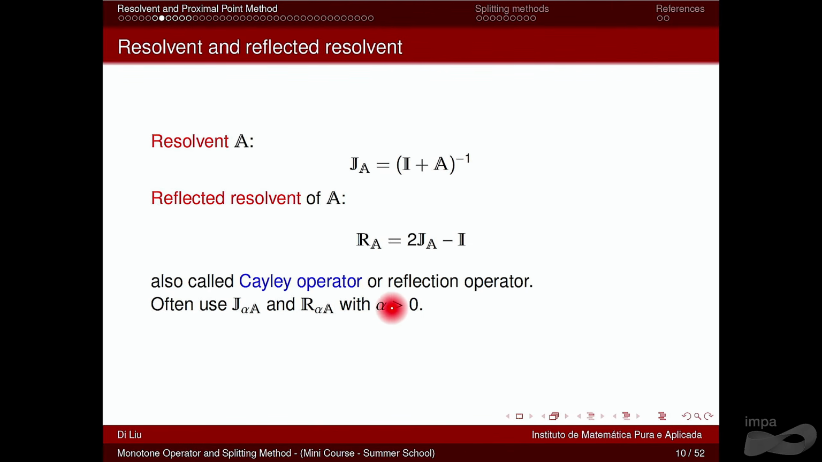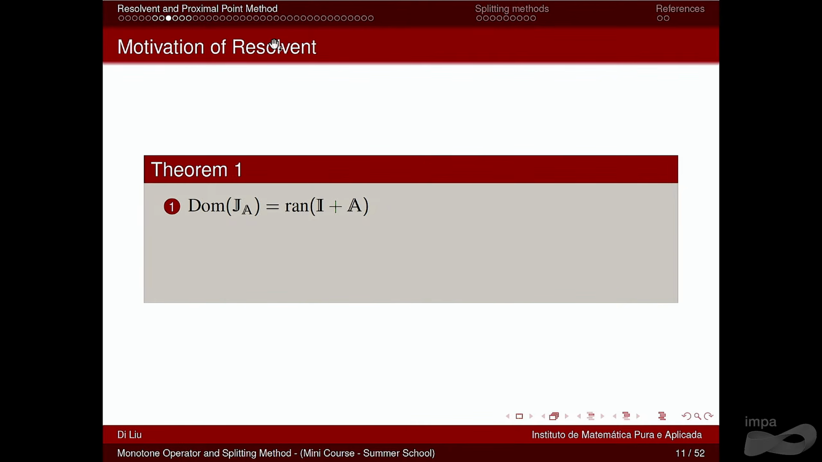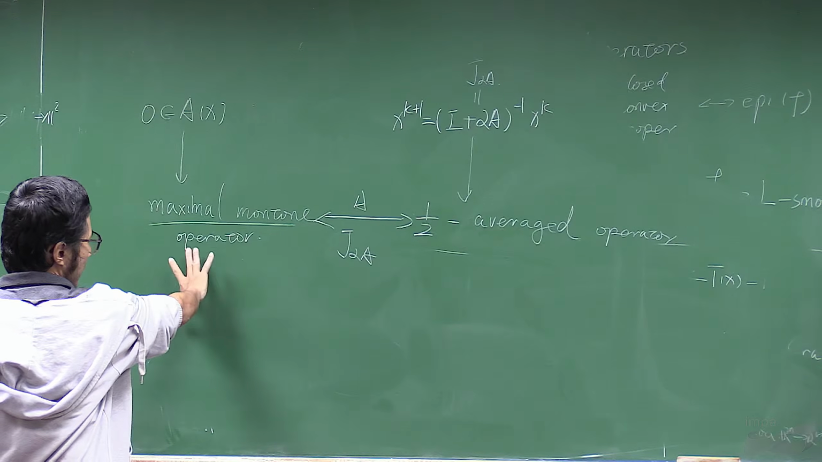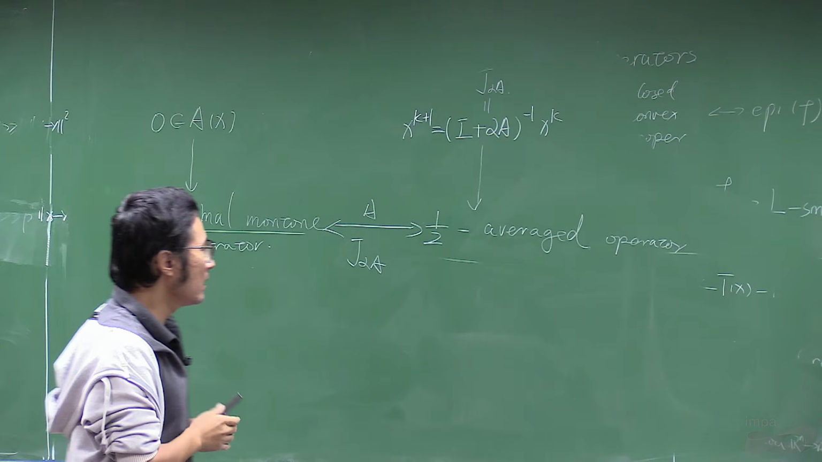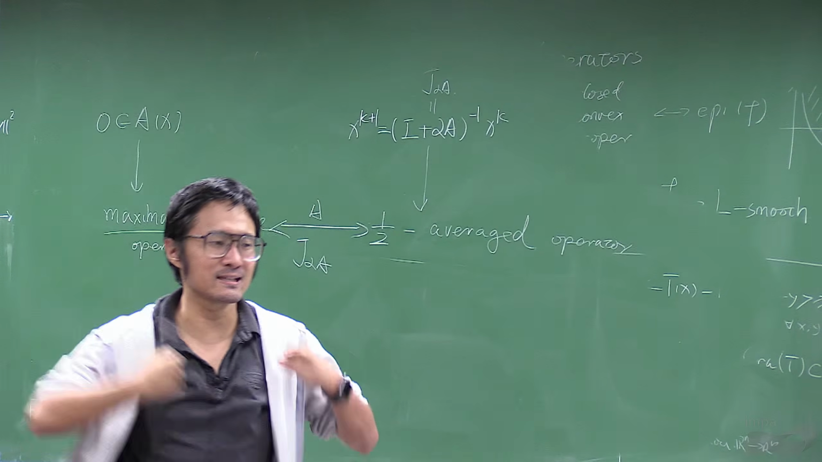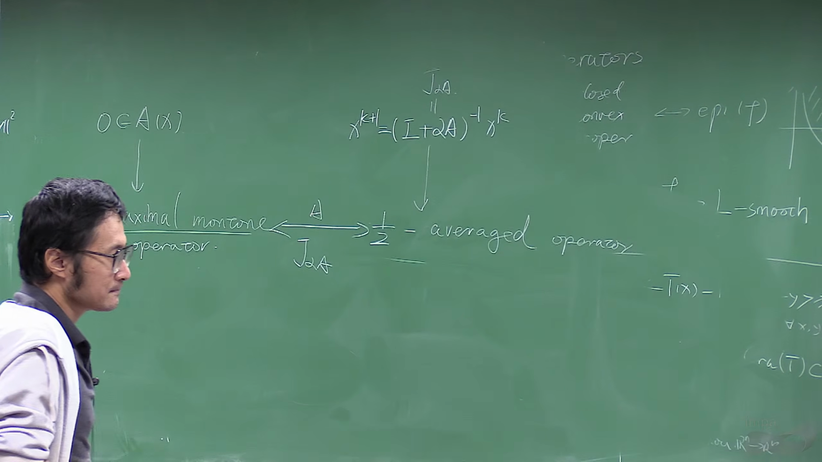But we assume that alpha is greater than 0. We always assume alpha or alpha_k, no matter which you use, is a positive number. Next we will introduce a very important theorem. Actually, it guarantees what I mentioned before, the relation between the maximal monotone operator and the averaged operator. But here we will say it more explicitly.